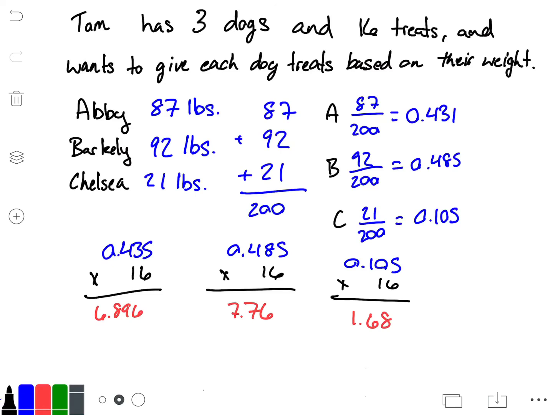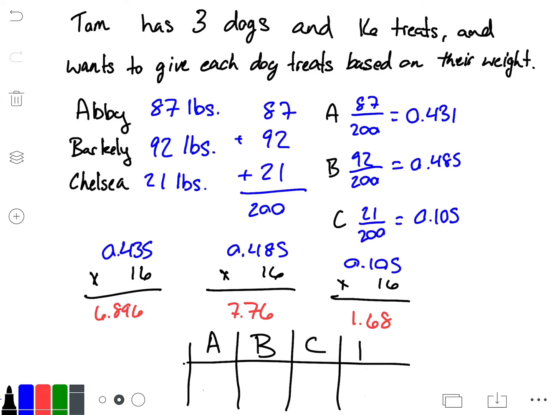From here, I'll go ahead and put my table back together. So we'll have A for Abby, B for Barkley, and C for Chelsea. And then once again, we will need total. Then on the side, we'll need LQ, once again for lower quota. And then we will need APP for our final apportionment. So we're just chopping the decimals off here. So 6.896, no matter how close we are to 7, we're cutting the decimal off. Our lower quota is 6. Barkley's will be 7. And Chelsea will have 1.